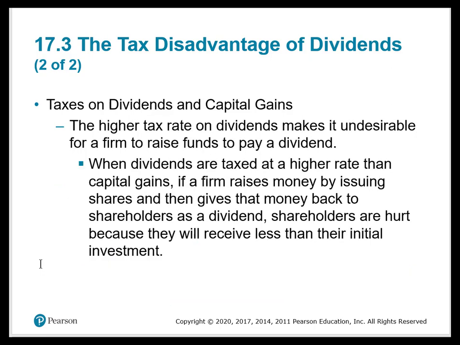So since we have a higher tax rate on dividends, it's undesirable to try to raise money to pay a dividend, right? If dividends are taxed at a higher rate, and a company raises money, let's say issuing shares, and gives that money back to the shareholders as a dividend, because they pay a tax, they actually receive less than their initial investment. So the idea here is that taxes are a disadvantage if a company is paying dividends.